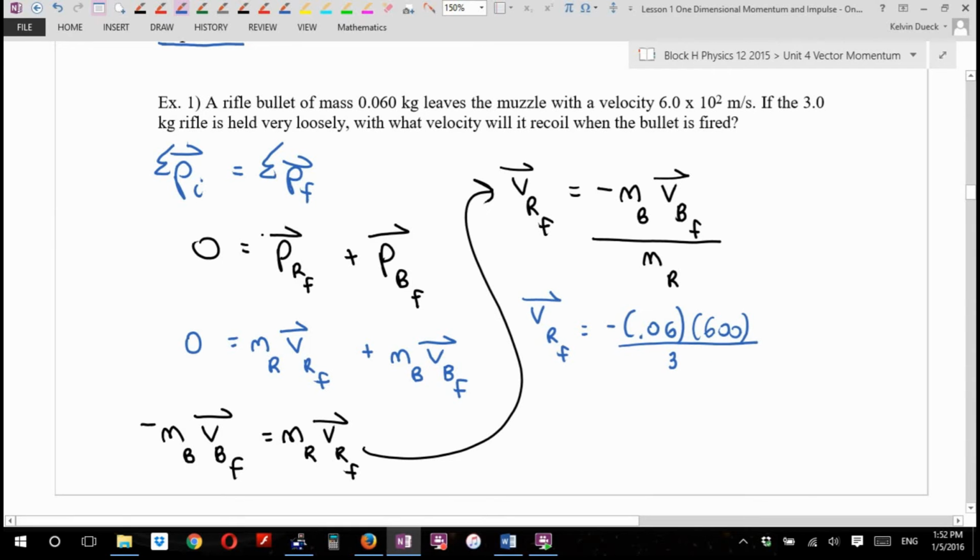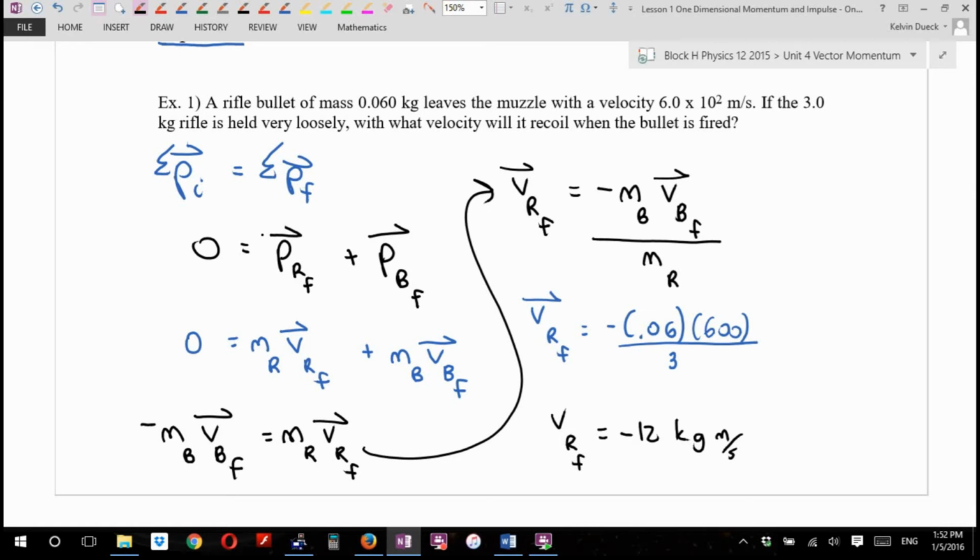Oh, I should be able to do this in my head. 600 divided by 3 is 200. 0.06 times 200 is 12. Negative 12. Double check me. Yeah. This rifle's going to go backwards pretty fast. By the way, I made it a very heavy bullet, and 600 meters per second, well, 330 meters per second is the speed of sound. This bullet's going almost twice the speed of sound. This is a bullet with a lot of momentum. And the gun doesn't weigh much. And the bullet, a 60-gram bullet, that's a pretty heavy piece.